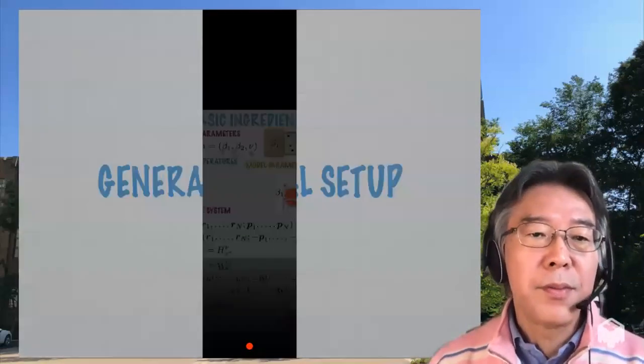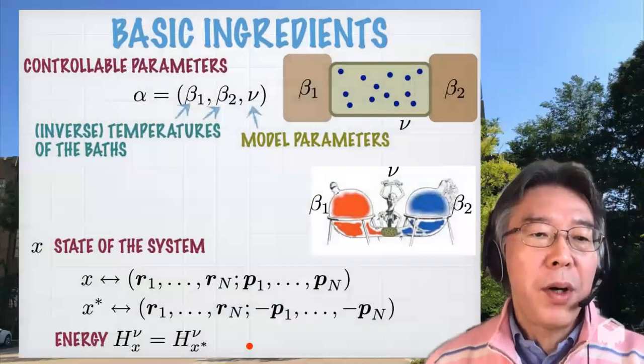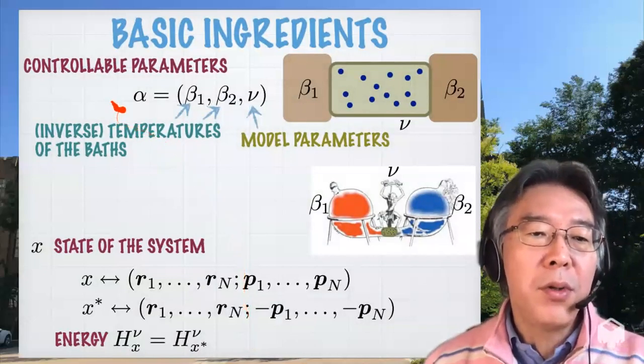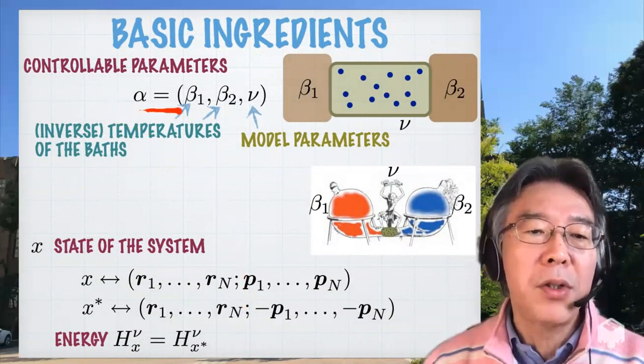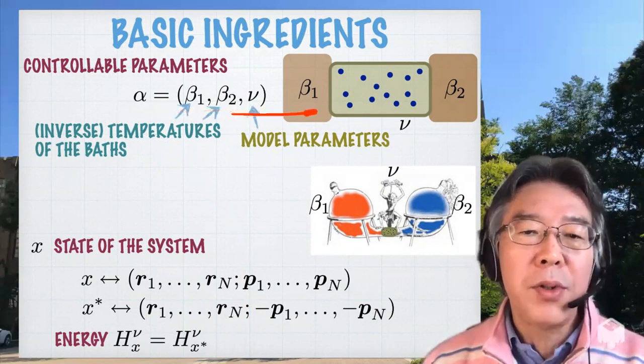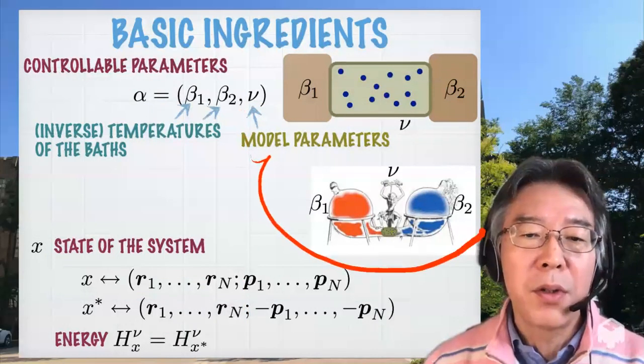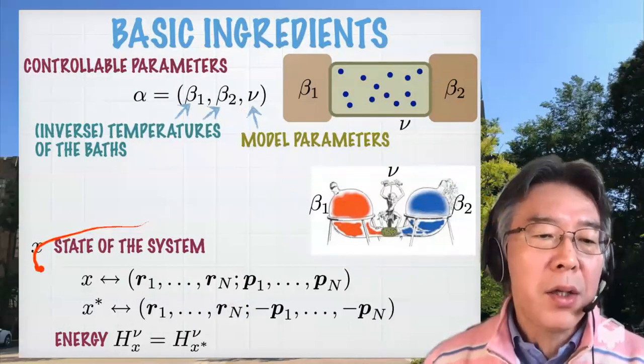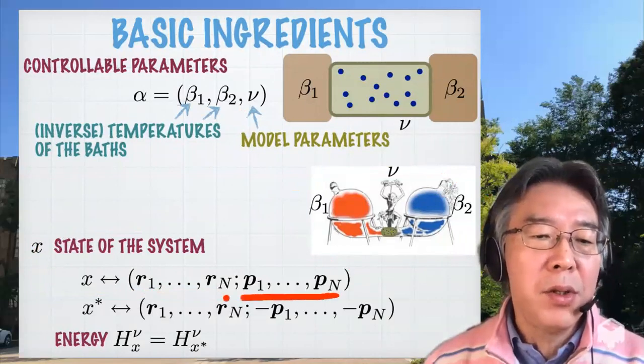General setup. Okay, so these are parameterization. So the control parameter, we denote by alpha the collection of two inverse temperatures, beta 1, beta 2, and the model parameters like the volume or the external field. It's like this. And X, the state of the system is this, and this is important.